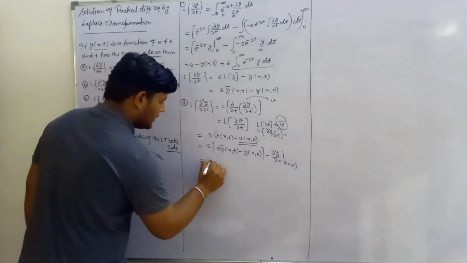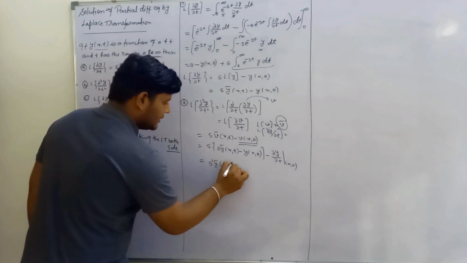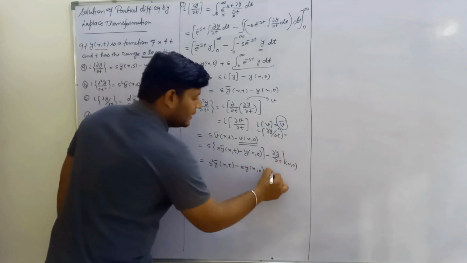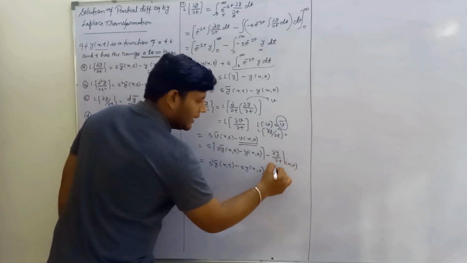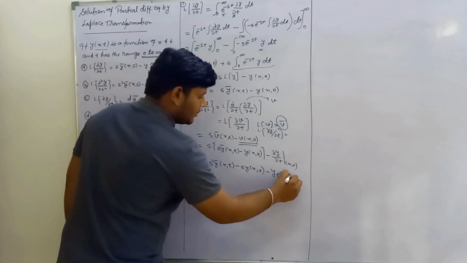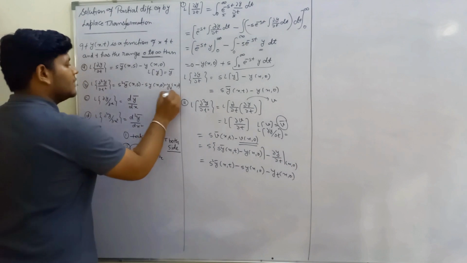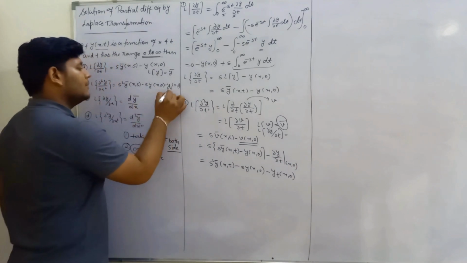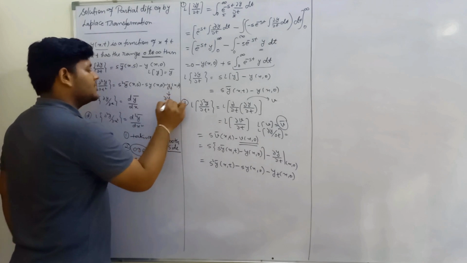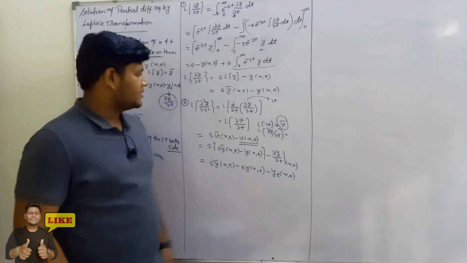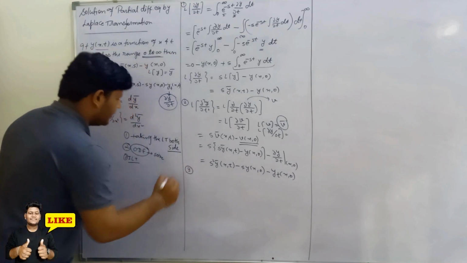Now it is s square y bar(x, t) minus s y(x, 0), and I can write the last term as y subscript t at (x, 0). So this is the form, you can see here. The meaning of y_t is the partial derivative with respect to t. Now come to the next, the third one.